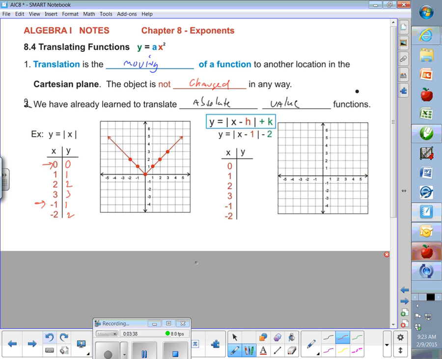And that's the basic function, y equals the absolute value of x. Wesley.